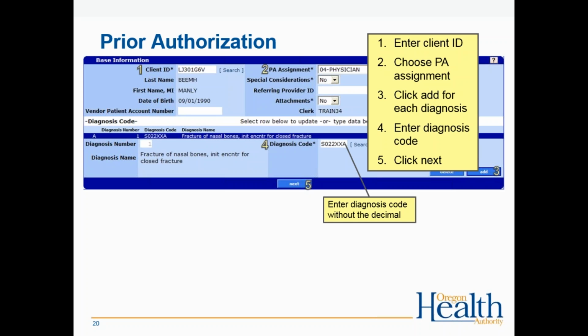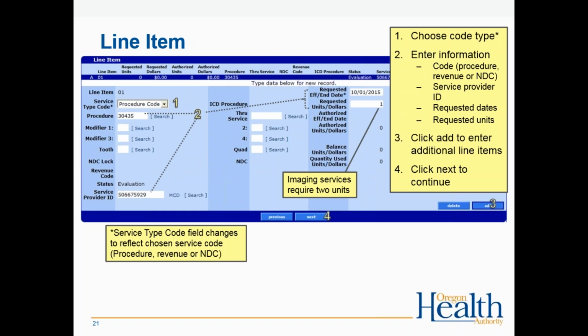Then you would enter your diagnosis code in the diagnosis code field. That's number 4. And then your last step on this page would be to click Next. Next takes you to the second screen of 3 that you need to fill out. And this is really the detailed information about the prior authorization. It's called the line item.